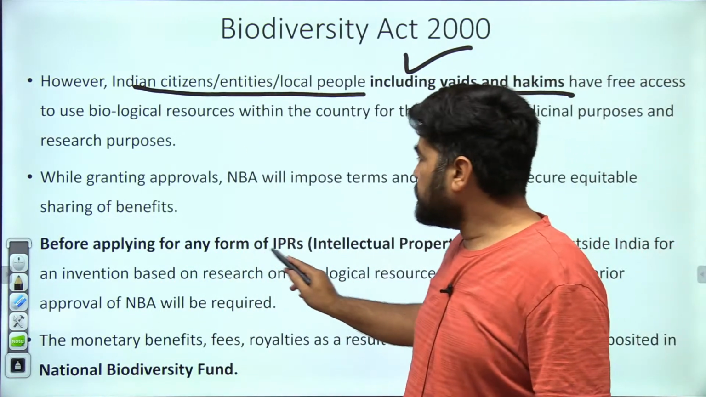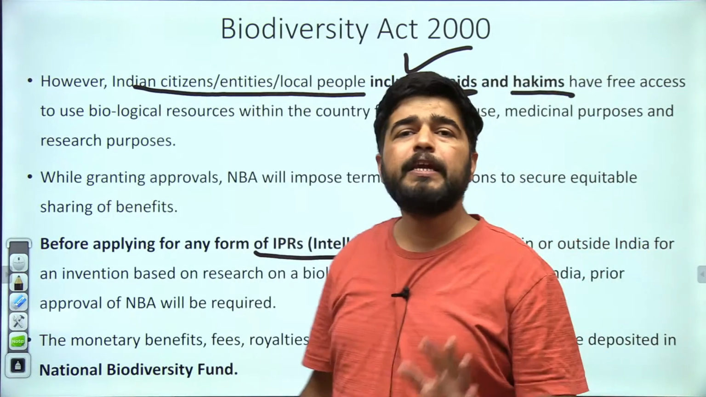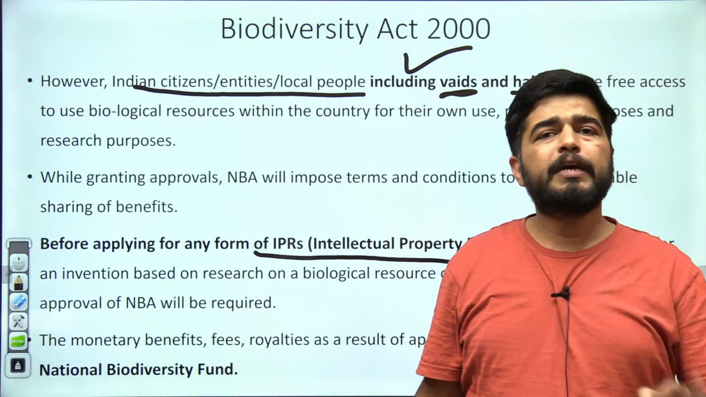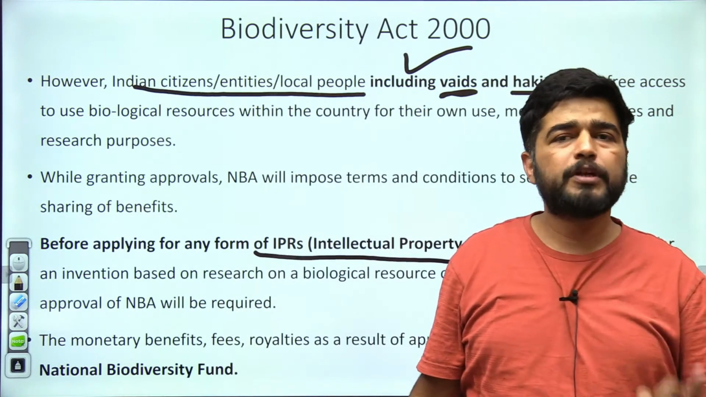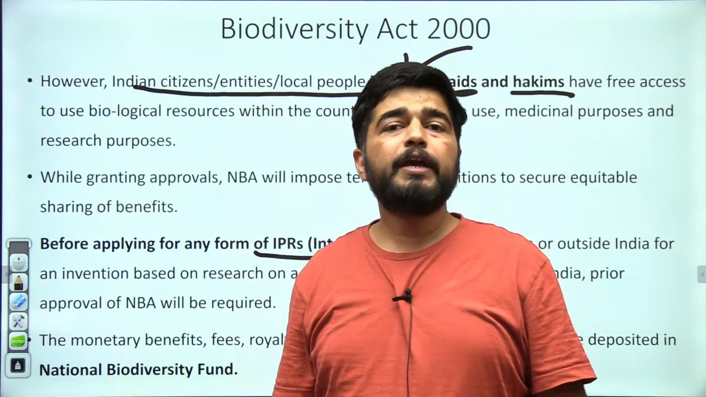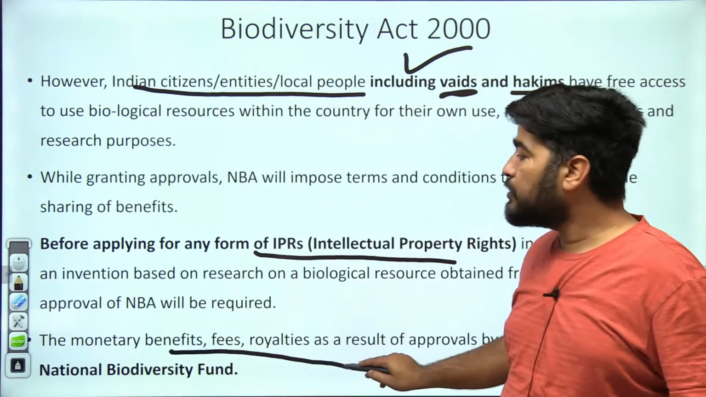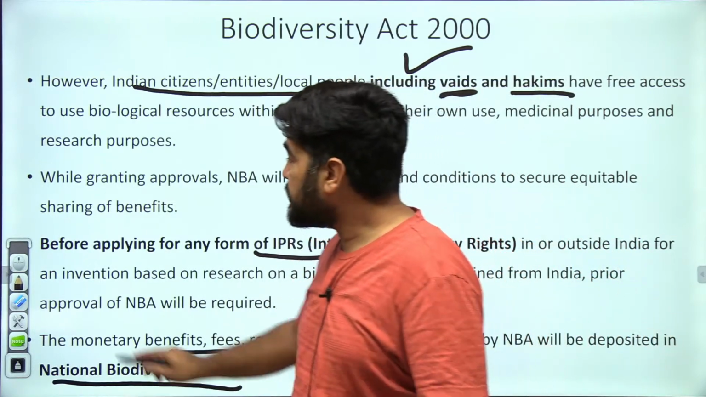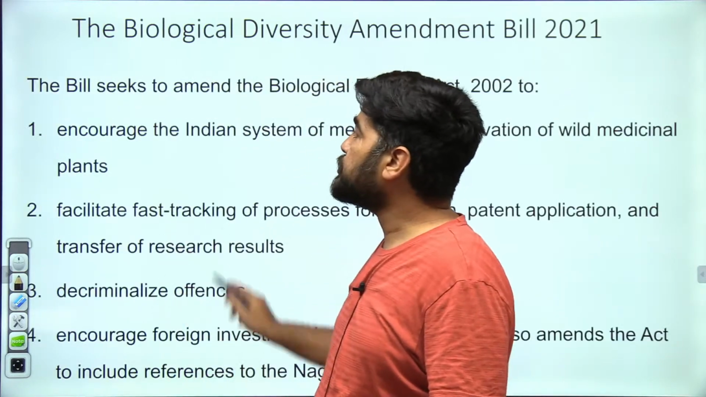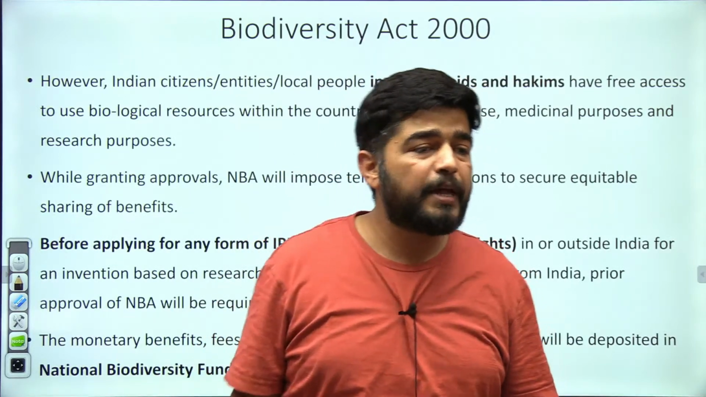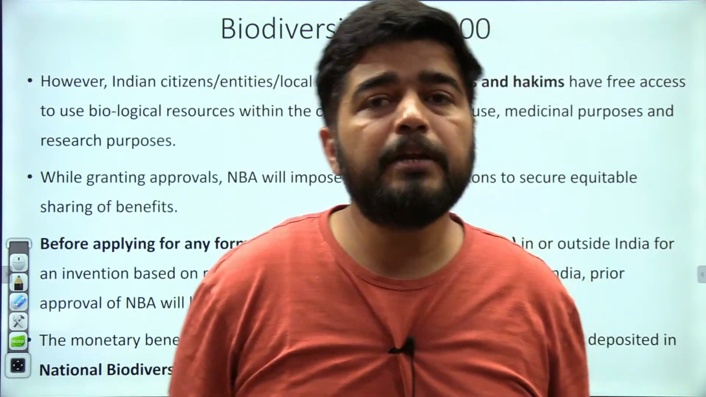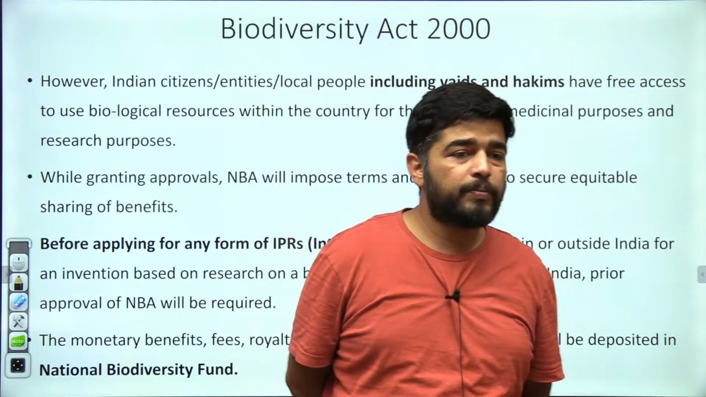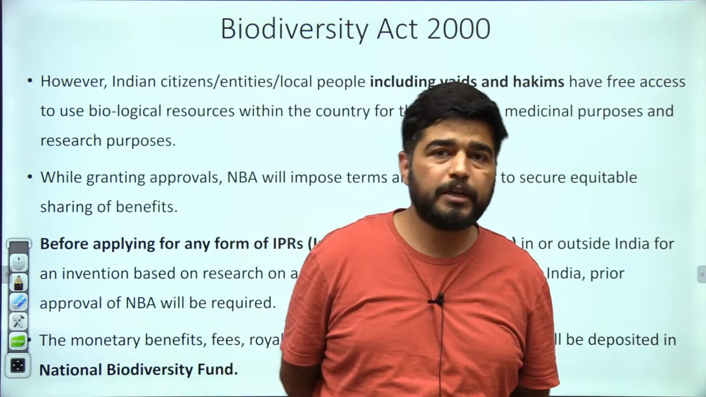Okay. Then before applying for any intellectual property right, or you can say patent, they have to take prior permission of the NBA, and the benefit will be going through the National Biodiversity Fund. And while patenting, they have to share the benefits with local people and local communities, and that was the main concern of the Nagoya Protocol. नगोया प्रोटोकॉल का वो मेन कंसर्न था.